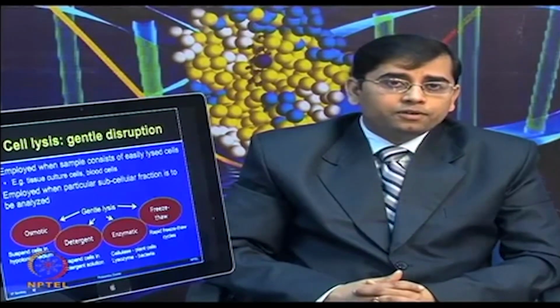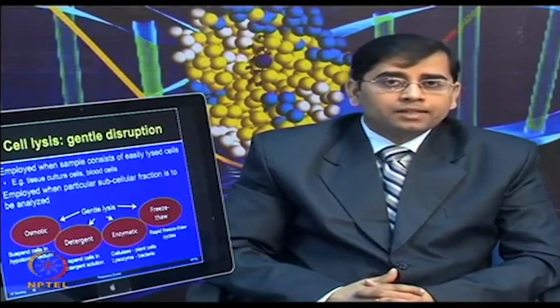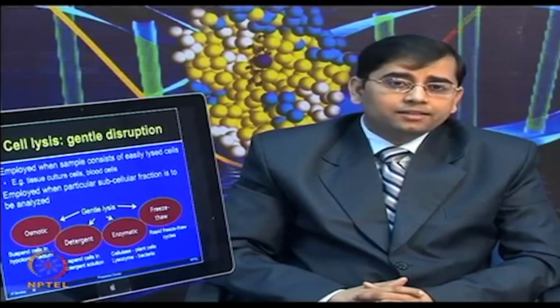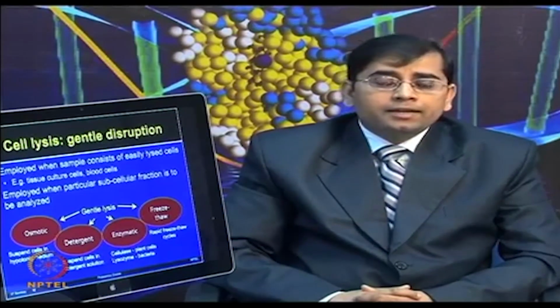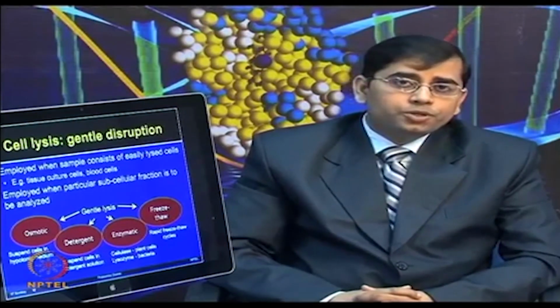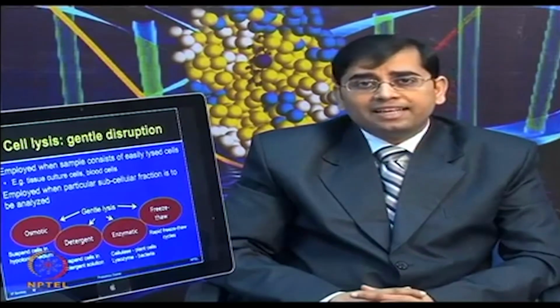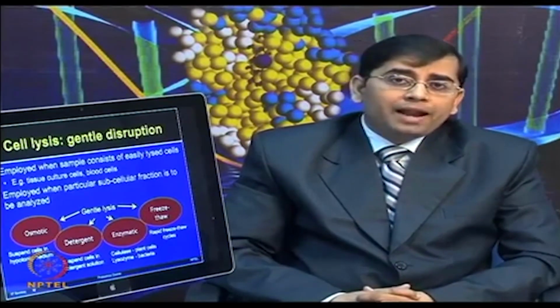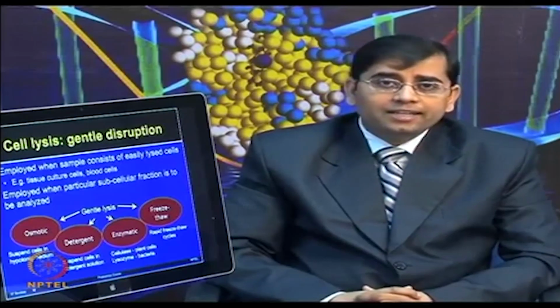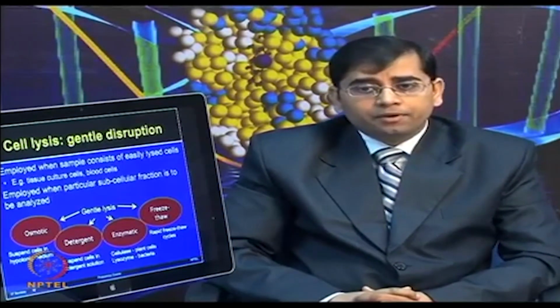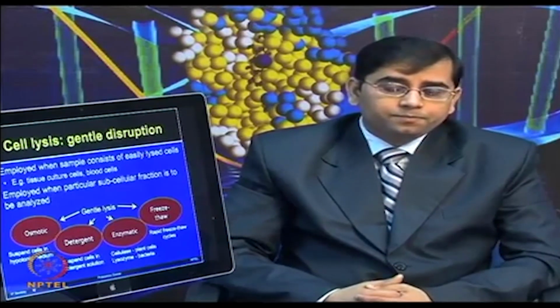There are different types of lysis methods available, such as osmotic lysis, in which one can suspend the cell in hypotonic medium. Detergent lysis, where you need to suspend the cells in detergent solution. Enzymatic lysis: if you are using plant cells, for example, one can use cellulase enzyme. If you are using a bacterial sample, one can use lysozyme. There are different types of enzymes which are used for enzymatic lysis.